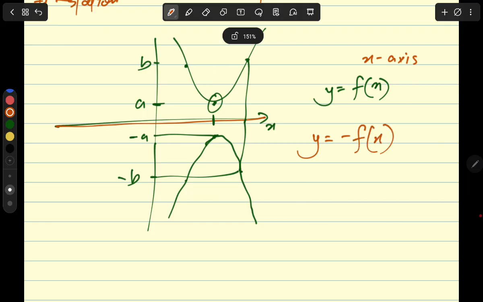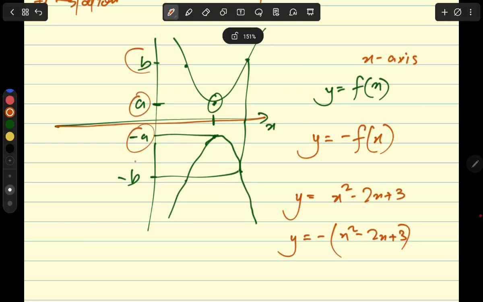So for example, if you had a function x squared minus 2x plus 3, and you had to reflect this function below the x-axis, then all you have to do is put negative x squared minus 2x plus 3, because now all the output values, all the y values are going to change their signs. So this a is going to become negative a, this b right here is going to become negative b, this c right here is going to become minus c right here.